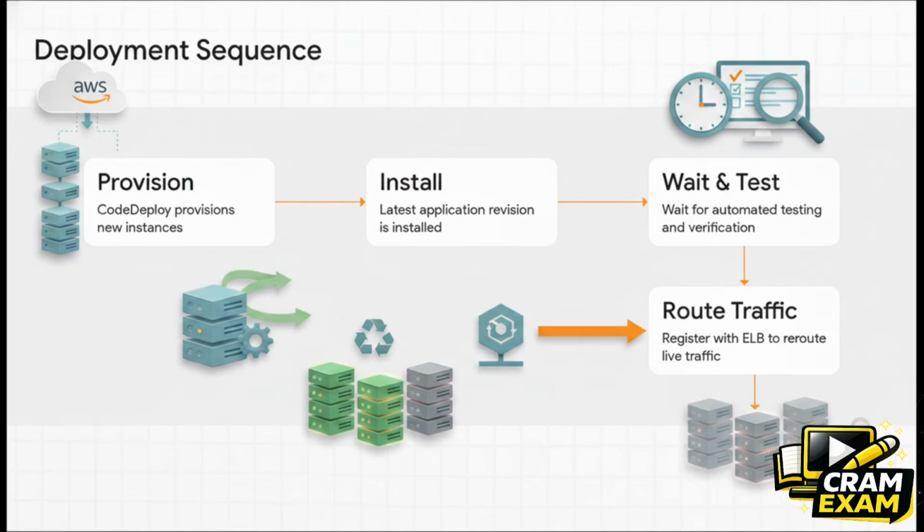Let's actually walk through the exact sequence of how this happens. For example, if we're on an EC2 compute platform, the instances in your deployment group, that's your original environment, are replaced by a completely different set of instances in a replacement environment. First, CodeDeploy provisions those new instances, and the absolute latest application revision is installed on them.